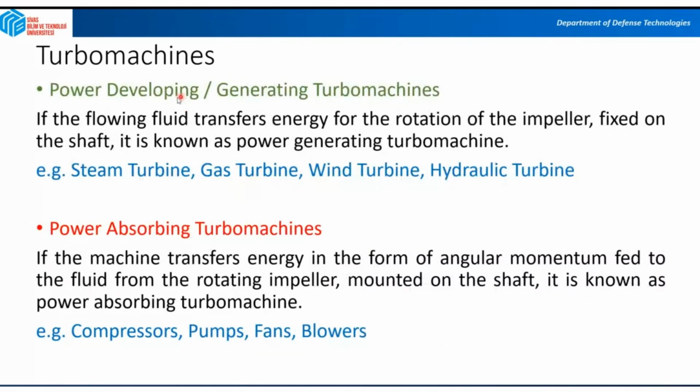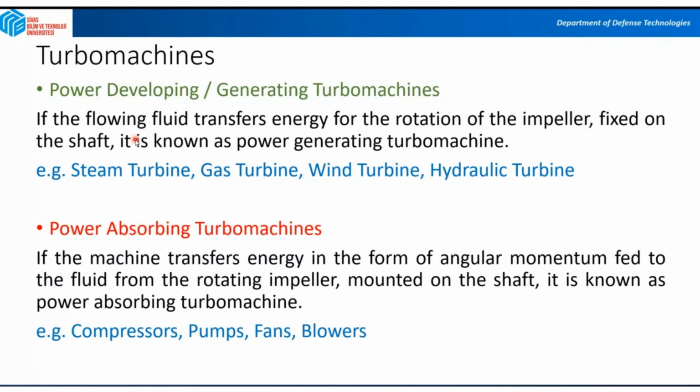So these power developing or generating turbo machines, you saw that if the flowing fluid transfers energy for the rotation of the impeller fixed on the shaft, it's known as a power generating turbo machine. As an example, we said the steam turbine, gas turbine, wind turbine, hydraulic turbine. So turbines are something that generate or develop power for us.